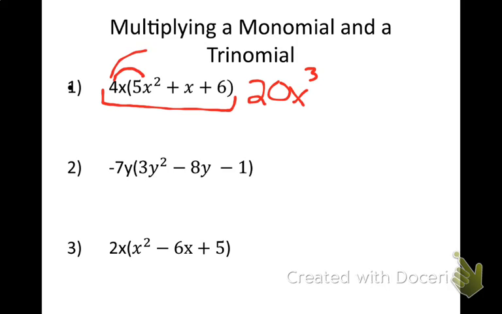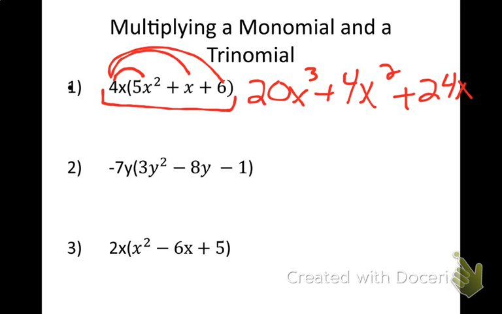And then distribute again. 4x times x is 4x squared. And then you distribute one more time. 4x times 6 gets me 24x. That is part of what we're doing today. Multiplying by a monomial. And all it is, you're just going to distribute.